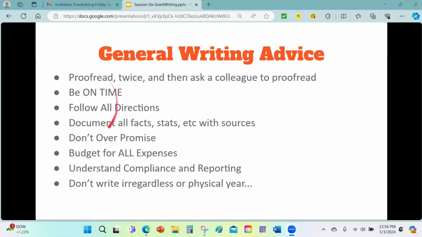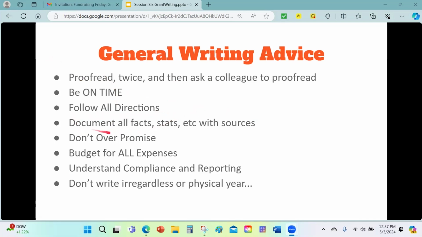We want to follow all directions. Sometimes we disqualify ourselves accidentally by not following the directions. So we want to be very mindful of the directions on the application.